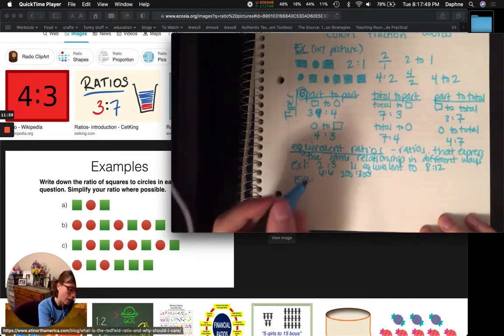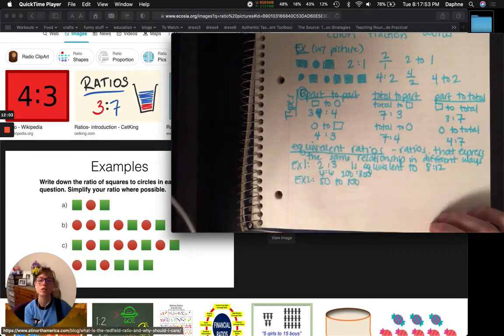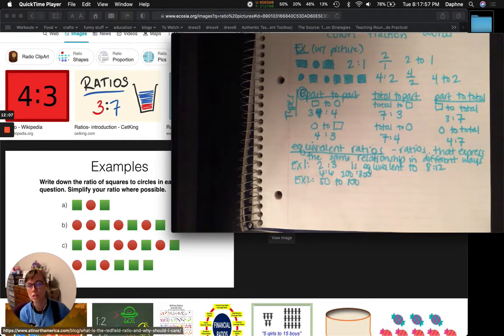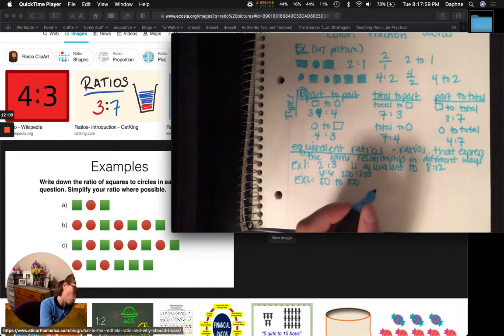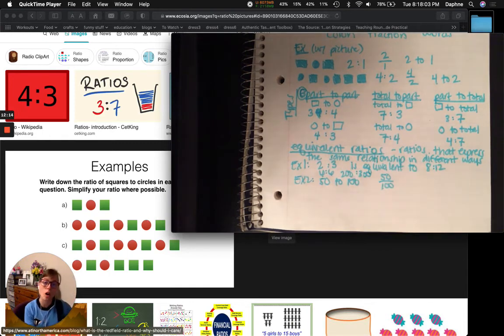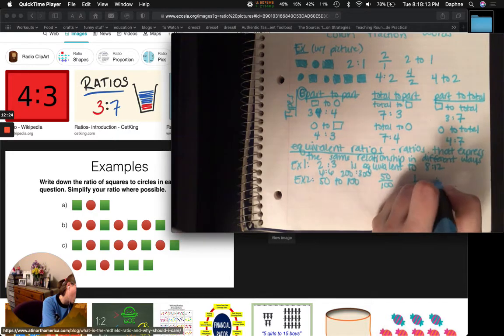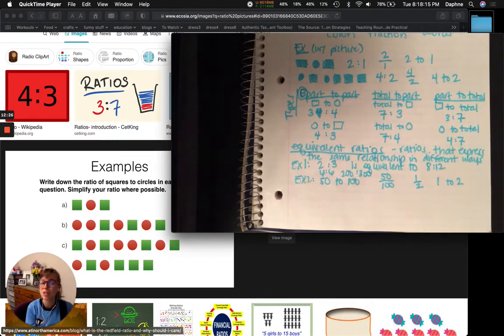What if I had in words 50 to 100? What would be equivalent to 50 to 100? And maybe this will make more sense in your brain if you think of it as a fraction. If you have 50 to 100 as a fraction, what would also be an equivalent ratio to 50 to 100? The simplest one would be 1/2 or 1 to 2. But there's a bunch more out there.